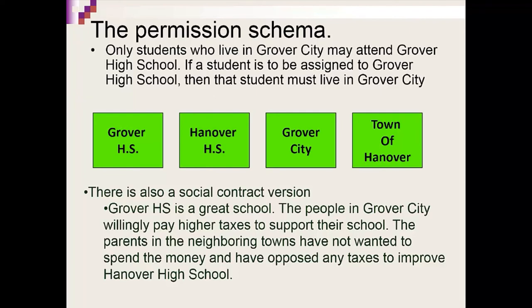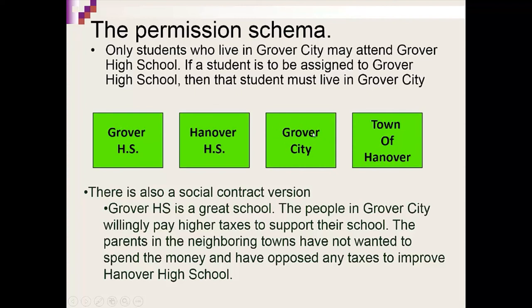So we can look at this problem and go, okay, only students who live in Grover City can attend Grover High School. So do we need to check where the students in Grover High School live? Yeah, right? So we want to flip this card over and see where this individual, for example, lives. Now, do we need to check the students in Hanover High School? No, the rule doesn't say anything about Hanover. It doesn't say that a kid who lives in Grover City must attend Grover High School. Maybe they can attend Hanover High School. It's not prohibited by the rule. So we don't really care where a student lives if they happen to go to Hanover High School.